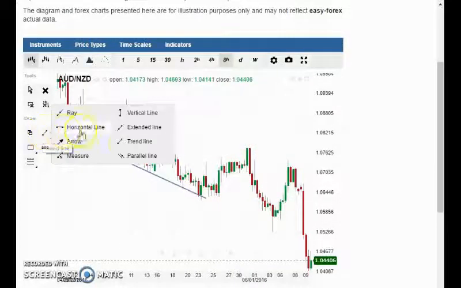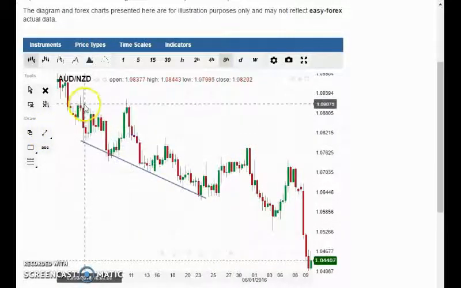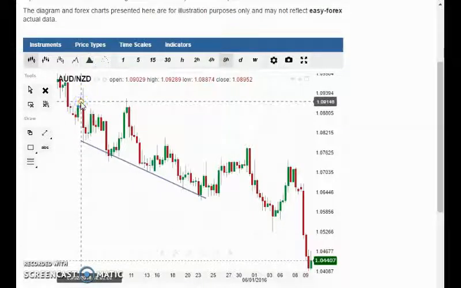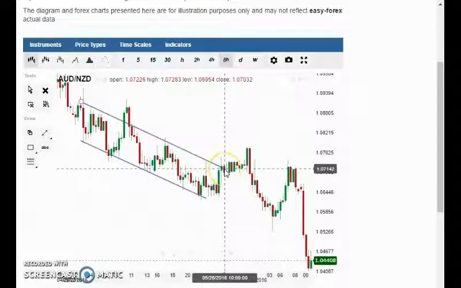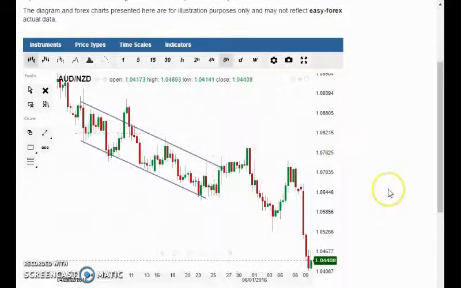What I'm doing here is I'm plotting a descending channel, and I'm going to explain exactly what happens in a descending channel. Okay, so I've connected the lows. The next thing I have to do in a descending channel is to connect the tops. So I start from the top and I work my way to the bottom. Okay, there we have it. This is our descending channel.